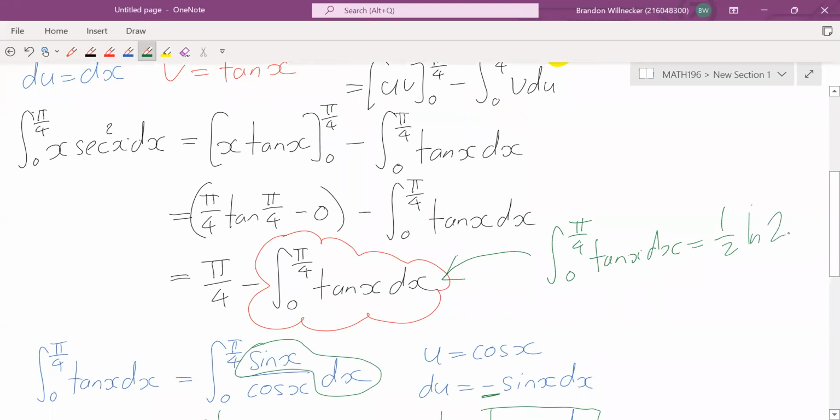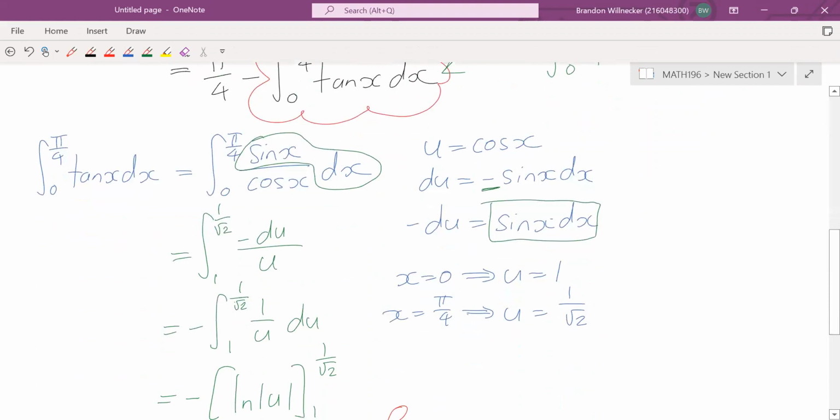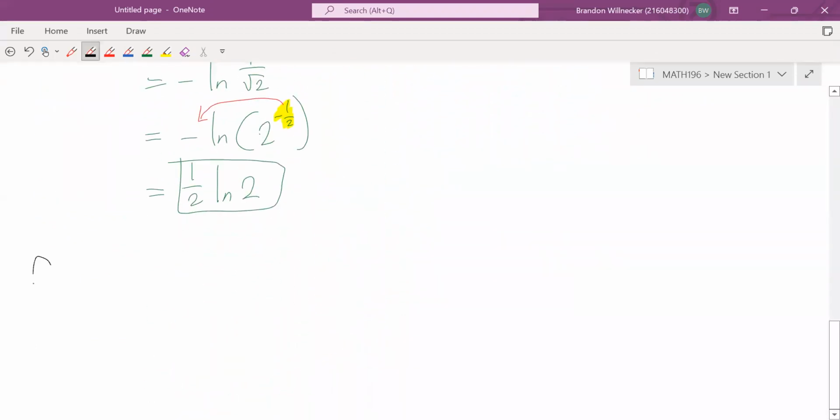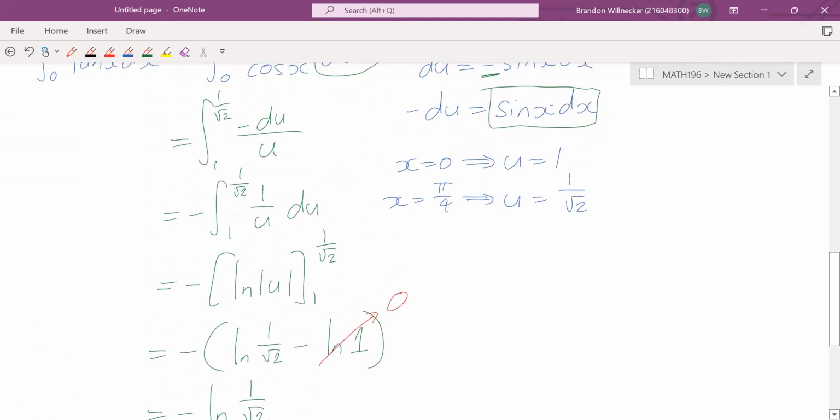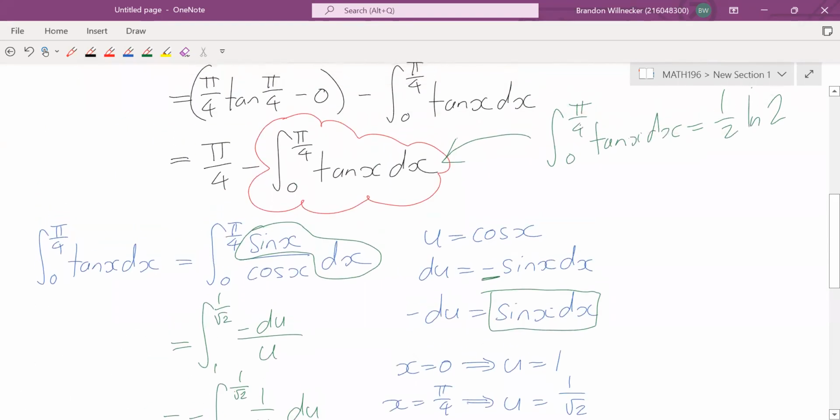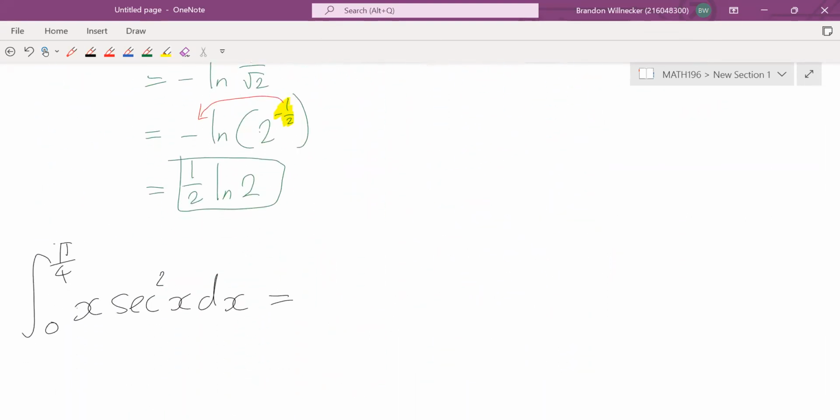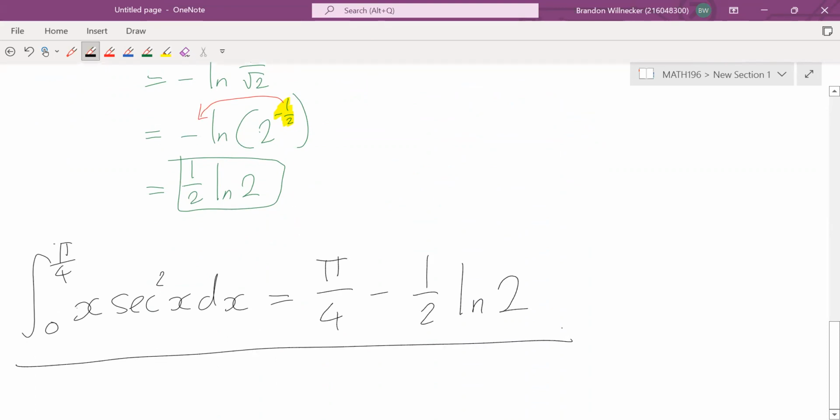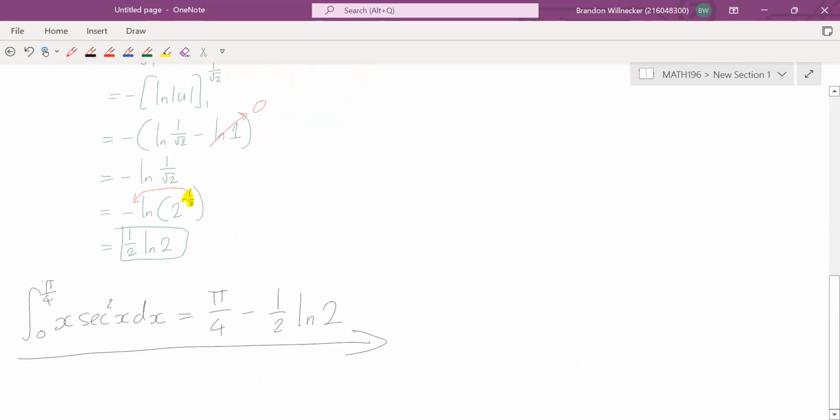So we just substitute that inside there. So that means our final answer, the integral from 0 to pi over 4 of x sec squared x dx, is going to be, well, we had pi over 4 minus the integral of tan, but we said that was 1/2 log 2. So that's going to be pi over 4 minus 1/2 log 2. Yeah, and that gives us our final answer.